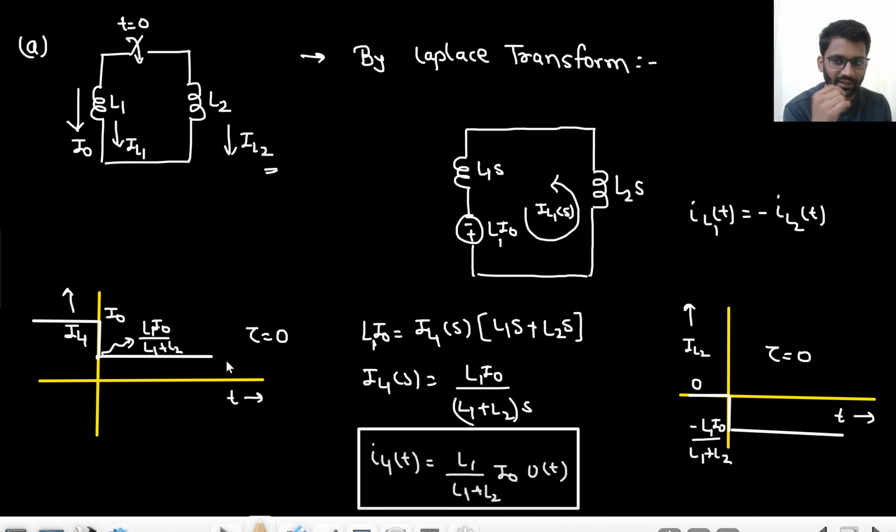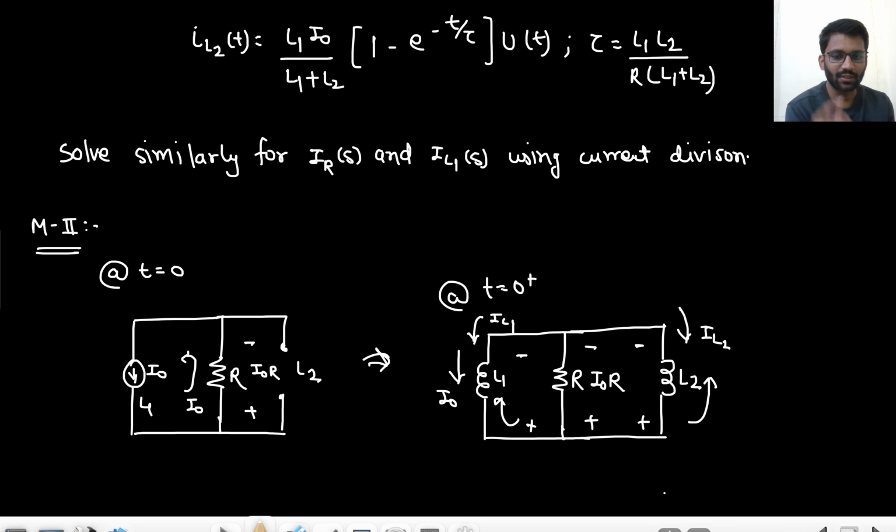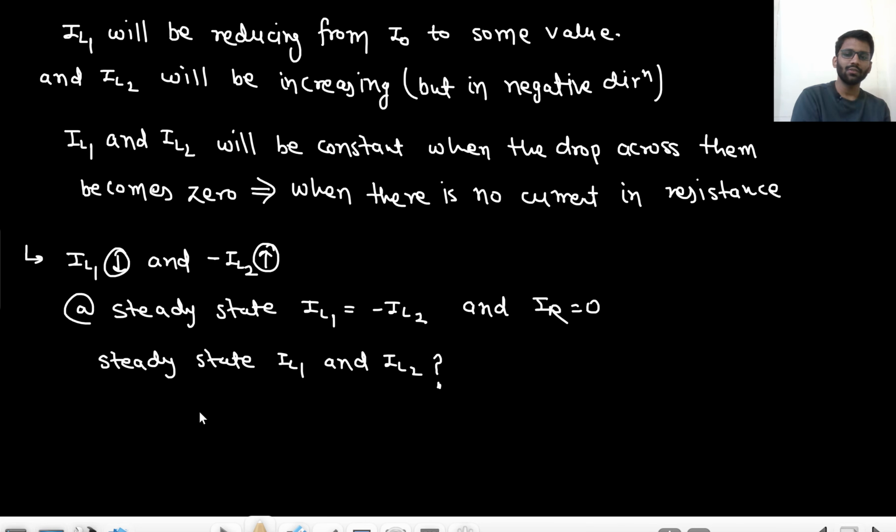Also you can see it is being stabilized at initially only. From I0 to suddenly it is L1 I0 upon L1 plus L2 and it remains there. So the time constant is 0 here. We will discuss the time constant in this case. Okay. So what will be the steady state IL1 and IL2? So L1 I0, flux conservation we are applying. This is what we did in the capacitor as well.